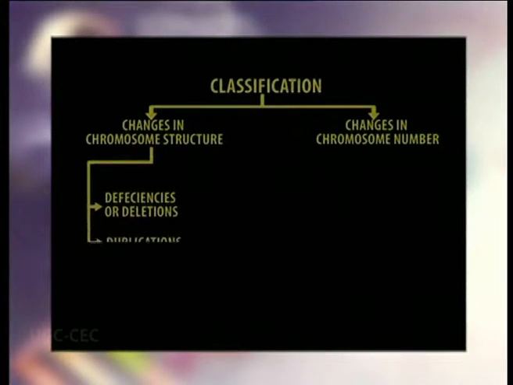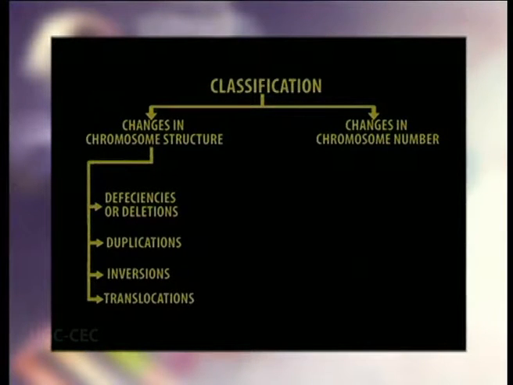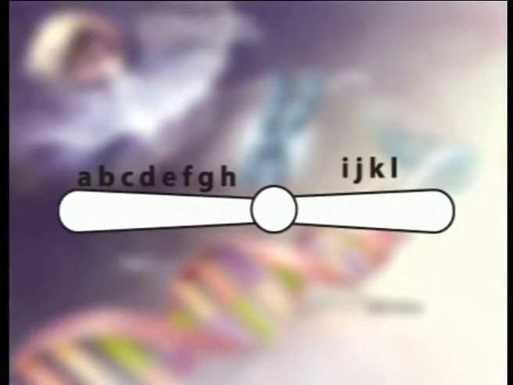Structural chromosomal alterations involve parts of individual chromosomes rather than whole chromosomes or sets of chromosomes. There are four common types of structural chromosomal alterations, that is, deletions, duplications, inversions, and translocations. A deletion is a chromosomal alteration involving the loss of a segment of a chromosome. The deleted segment may be located anywhere along the chromosome.